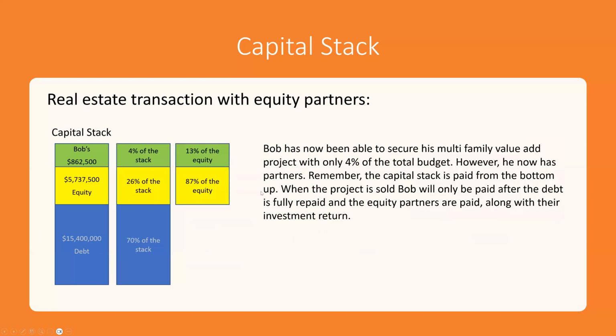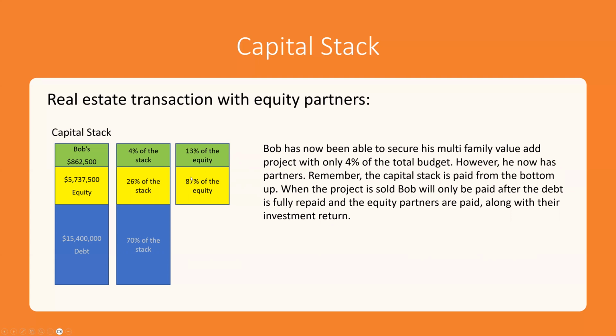So what Bob has now been able to do is secure this multifamily value add project with only 4% of the total budget. However, he now has partners. Remember, the capital stack is paid from the bottom up. When the project is sold, Bob will only be paid after the debt is fully repaid and his equity partners are paid, along with their investment return. So kind of just breaking down the numbers here. Bob's coming in with 13% of the equity.